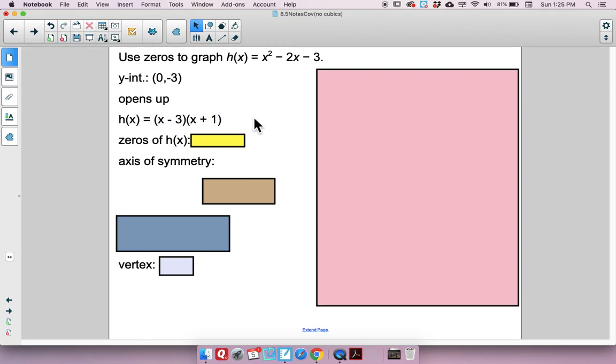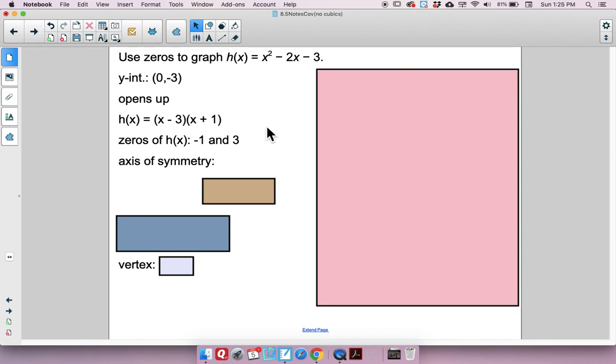And what would that factor to? X minus 3, x plus 1. So what are the zeros? -1 and 3, okay? All right, so notice what we have here. We have a point that's the y-intercept. We have our two x-intercepts. We don't have our vertex yet, and we don't have an axis of symmetry. So we kind of need that, right?